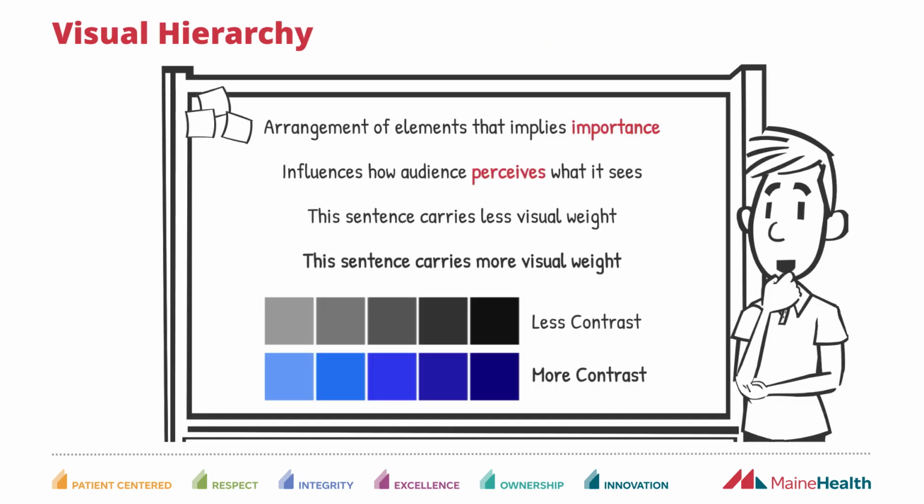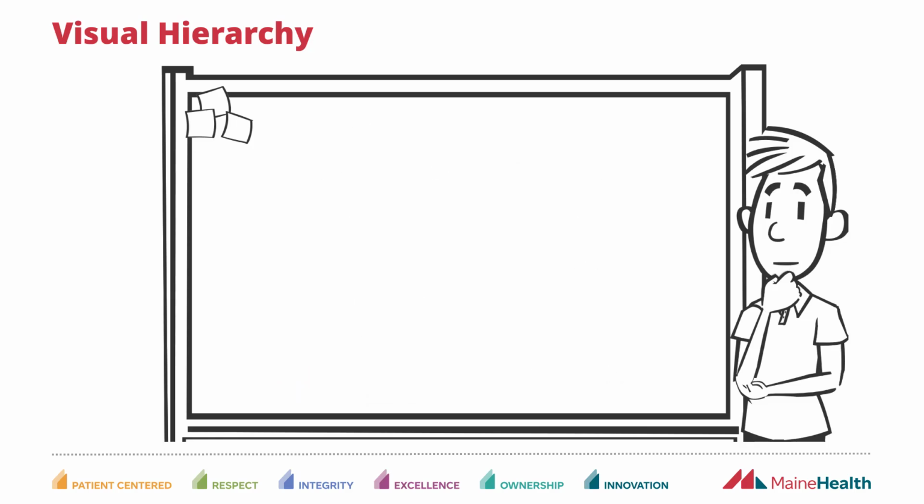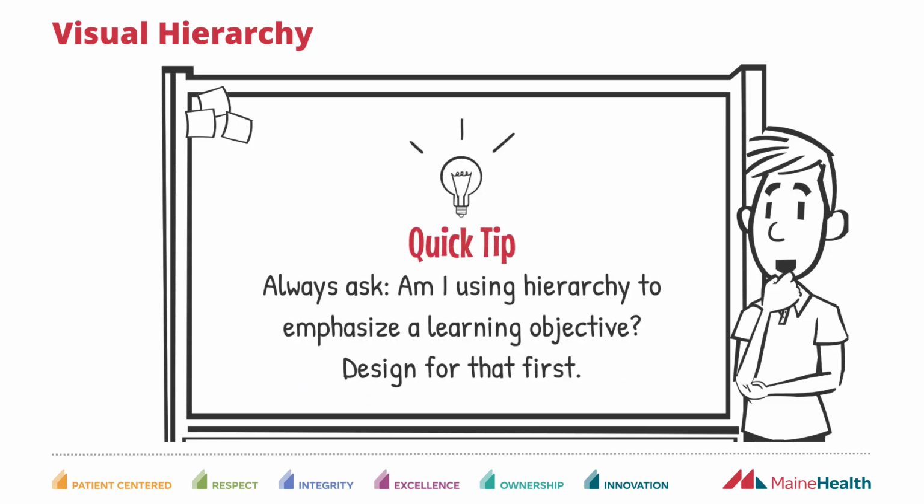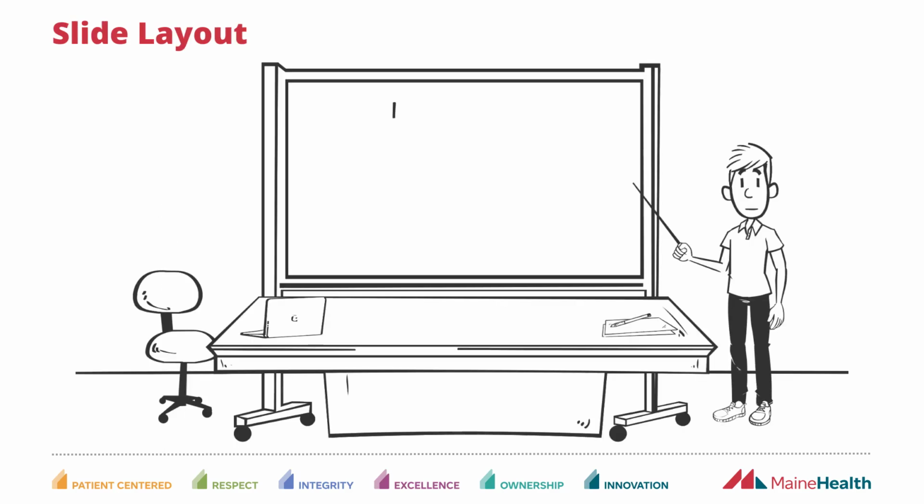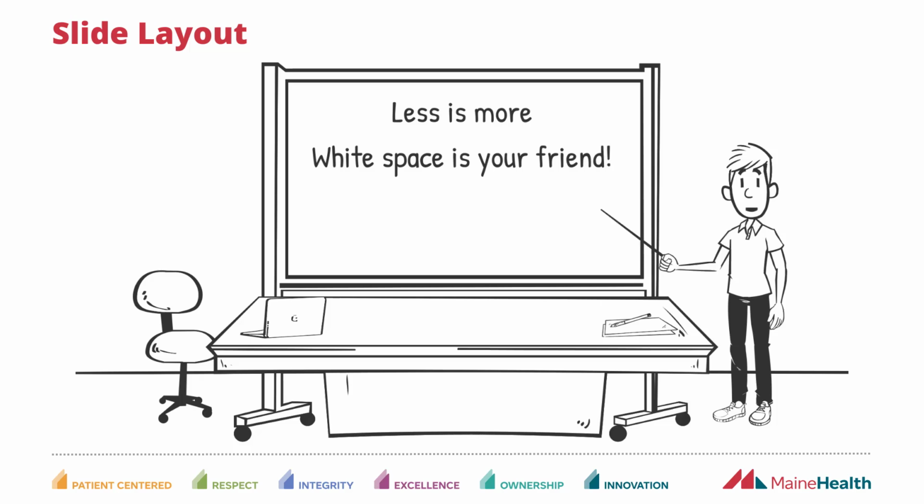Visual hierarchy arranges elements to show importance and guide your audience's eye. Make take-home messages pop with bigger size, bold style, or contrast. Always ask, am I using hierarchy to emphasize a learning objective? Design for that first. Less is more. Use plenty of white space so your audience isn't overwhelmed and can focus on you instead of the slide. Keep everything aligned neatly and repeat the same styles throughout to make your slides feel consistent and calm.